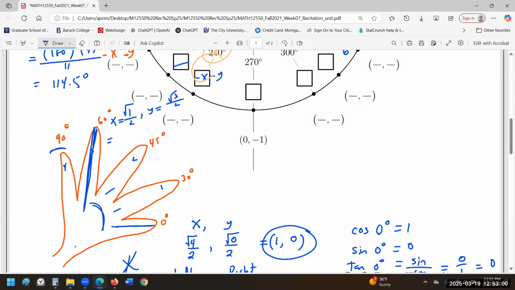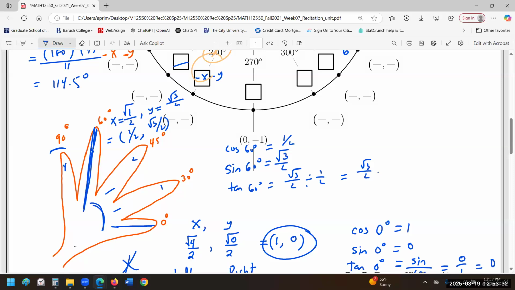Now if you simplify this, it becomes 1/2 and square root of 3 over 2. What does that mean? It means sine 60 degree is square root of 3 over 2. Cosine 60 degree is 1/2. That's going to give us the tangent. Tangent 60 degree is root 3 over 2 divided by 1/2. That gives us root 3 over 2 times 2 over 1, which is root 3.